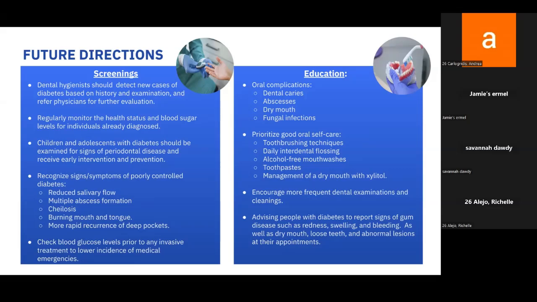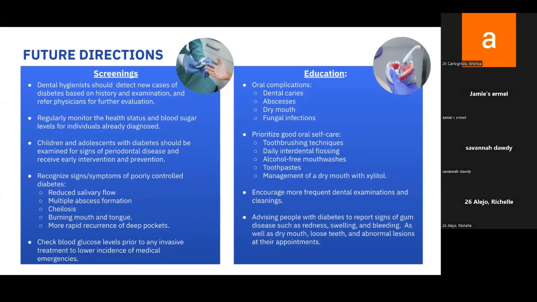Children and adolescents with diabetes are more likely to experience greater attachment loss than those without diabetes. They should be checked for periodontal issues early and receive preventative care. We also need to be alert to the signs of poorly controlled diabetes, such as reduced saliva, abscesses, cheilosis, a burning sensation in the mouth and tongue, and frequent deep pockets, as well as checking if the blood glucose levels are in optimal levels of between 3.9 mmol per liter and 11.1 mmol per liter prior to any invasive dental treatments, which can help prevent medical emergencies.